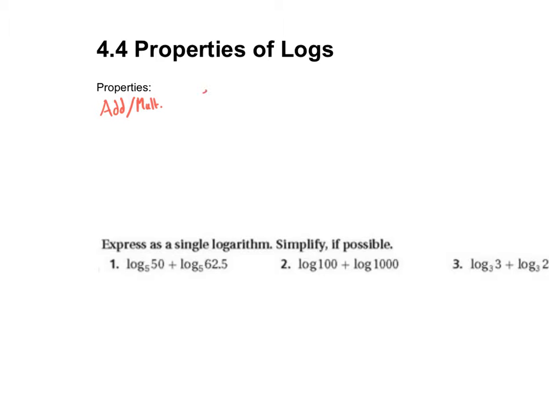Let's say that you are presented with something that goes log, and inside the log, no matter what base it is, let's say there were two things, x times y. One of the properties of logs tells us that we can separate it into its same base, log, same base, x, plus log, same base, y. So that's one of the first ones that we have, right? Now it can be any base of log that we want.